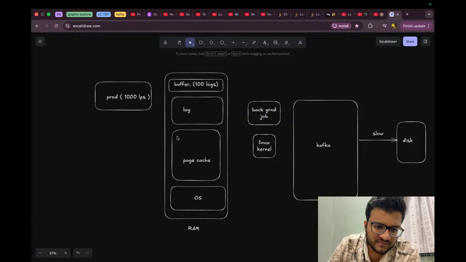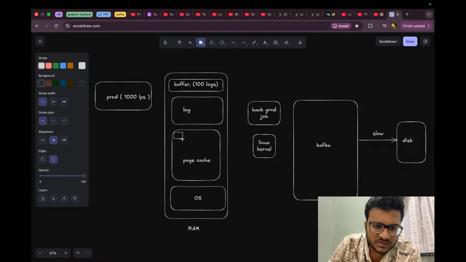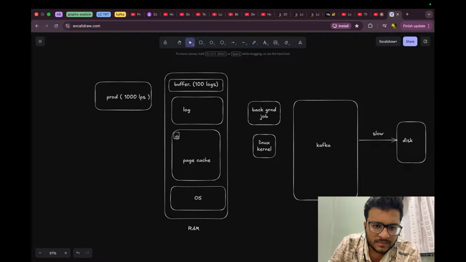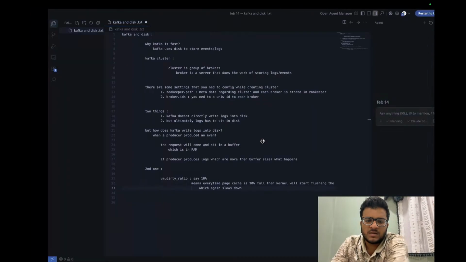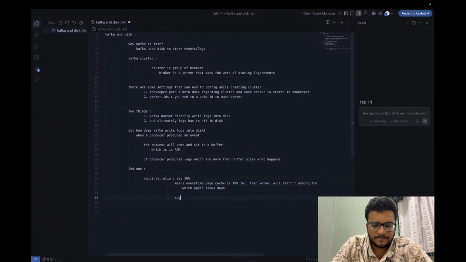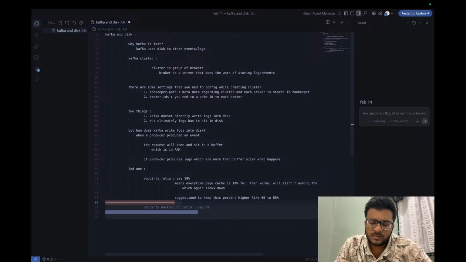If you keep 10%, whenever this is 10% full, the kernel will take the contents of this page cache and start appending or writing into the disk, which is slow. Again after very little time, this 10% will be met again, and you have to keep writing. Instead, Kafka itself could write to disk if things happen that frequently. So usually it's suggested to give a higher percent, like 60 to 80%. And this percentage also depends on your incoming data, so you should know your incoming data and decide based on that.